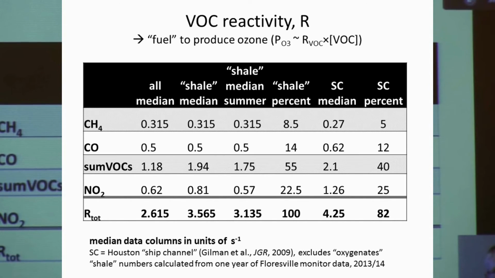Because the two data sets do not contain the exact same hydrocarbons, I have removed from the ship channel data set all the compounds that are not measured at Floresville. There are a few more compounds in there, so the comparison is not exactly an apples-to-apples comparison. Let me call it an apple species 1 to apple species 2 comparison here.